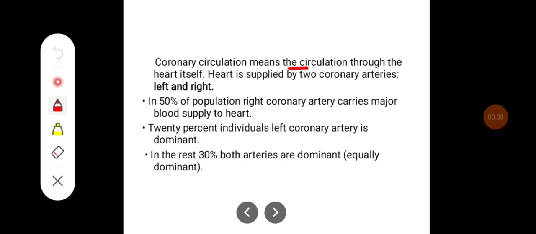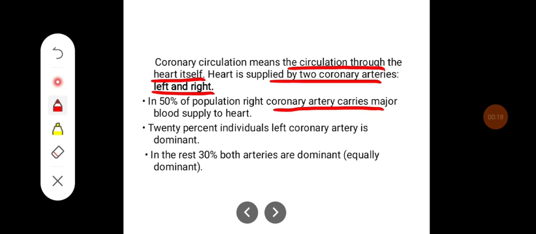Coronary circulation means circulation through the heart itself. The heart is supplied by two coronaries, that is left and right. In 50% of the population, the right coronary artery carries the major blood supply to the heart, whereas in 20% of individuals the left coronary artery is dominant. In the rest 30%, both arteries are equally dominant.